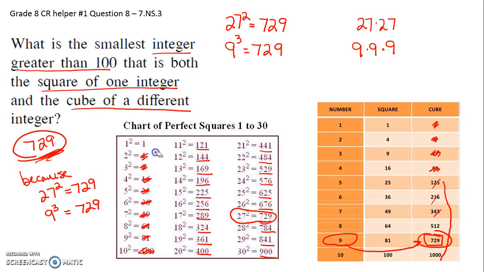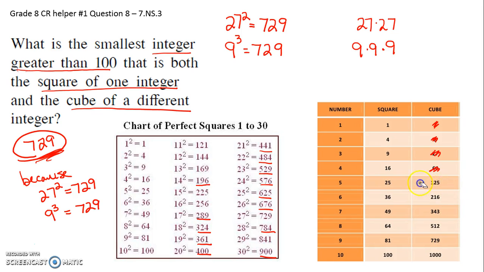I have to tell you, these charts are on here. I believe you're looking for the smallest integer, but you can use these same charts if you want to take a look at these same charts. You're looking for a number that happens to be the square of one number and the cube of a different number. So these charts might be helpful to you. All right, I hope that helps.